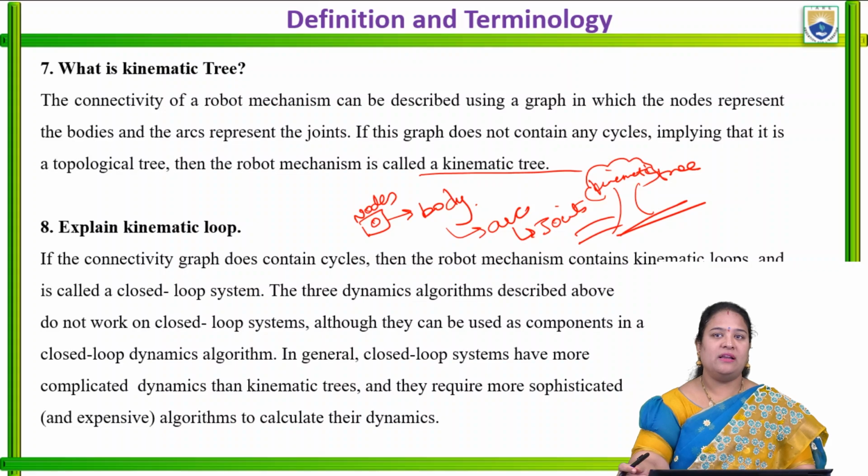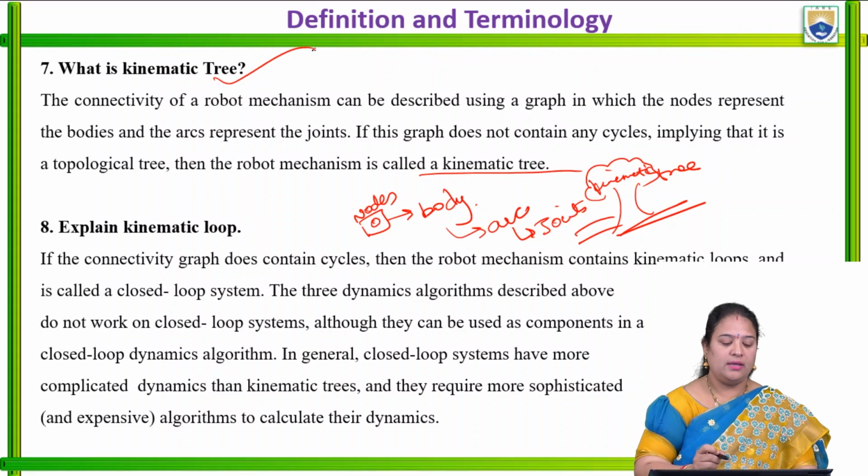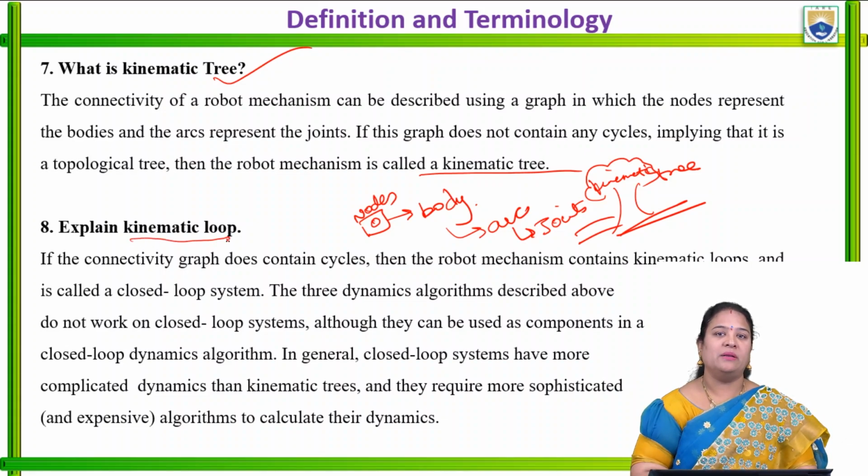And if this particular graph does not contain any cycle, implying that it is a topological tree, then the robot mechanism is called a kinematic tree. Right? Next, explain kinematic loop. What do we mean by kinematic loop?